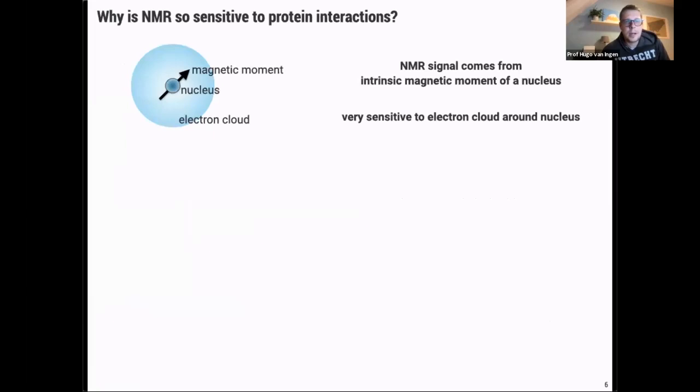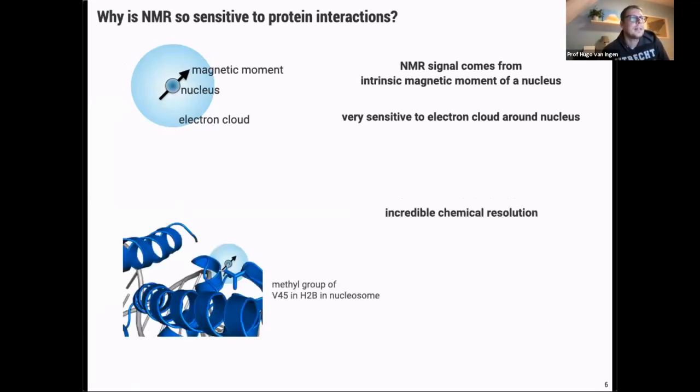So why is NMR actually such a good technique to study protein interaction? Well, the NMR signal that we observe comes from an intrinsic magnetic moment in the nucleus of an atom. And that is just extremely sensitive to the electron cloud around that nucleus. And that gives us the chemical shift. And that gives the fact that NMR has really an incredible chemical resolution. That means that we can see distinctly the signal of one particular methyl group, for instance, this valine here, in one particular histone in the nucleosome.